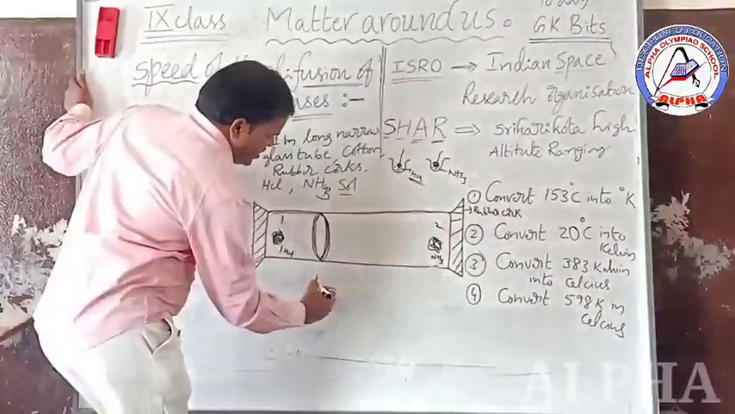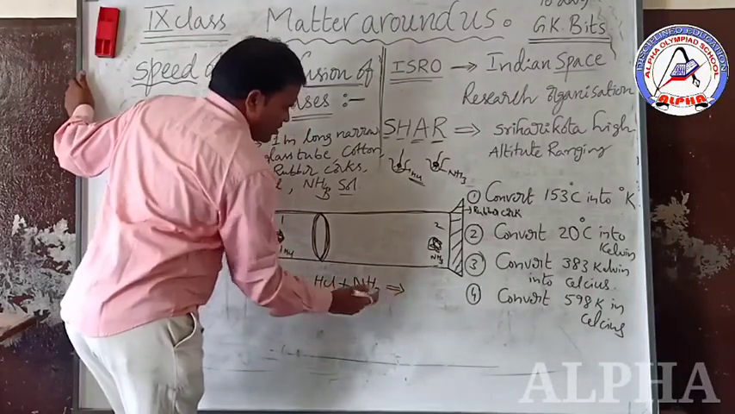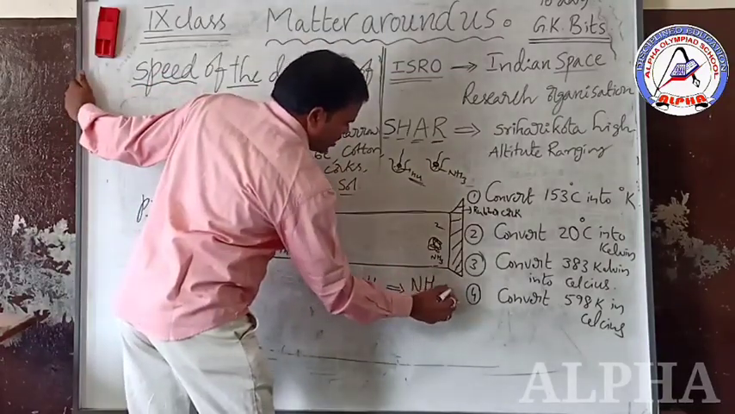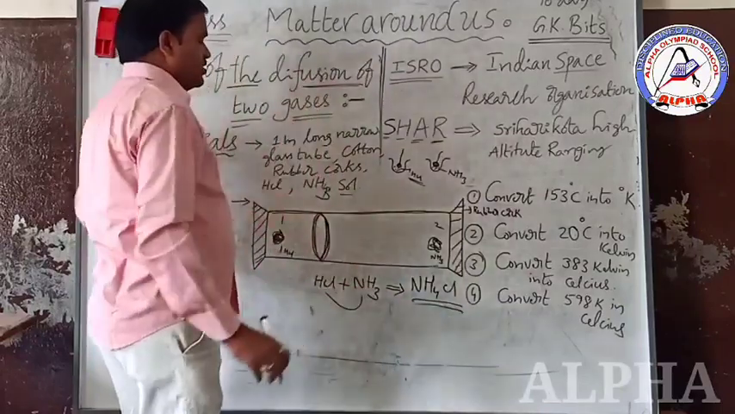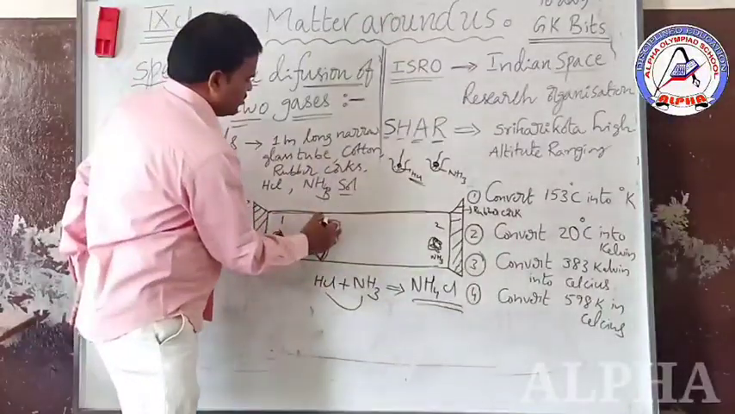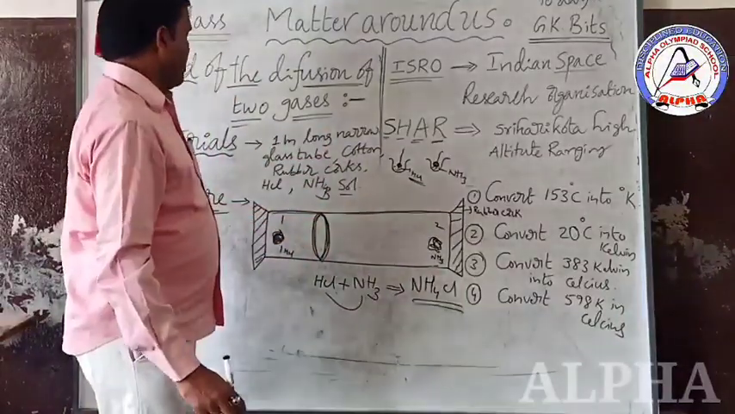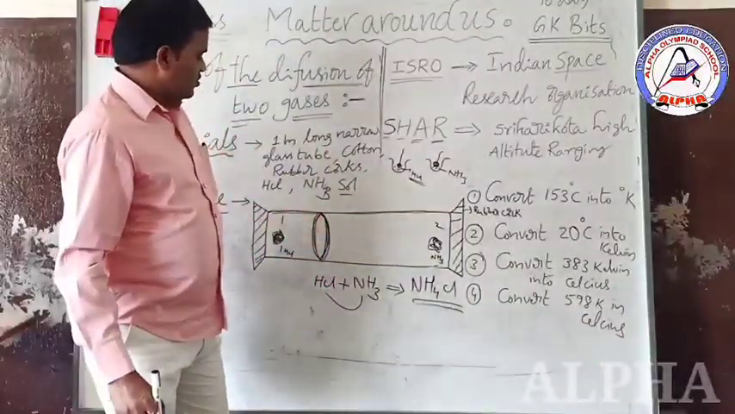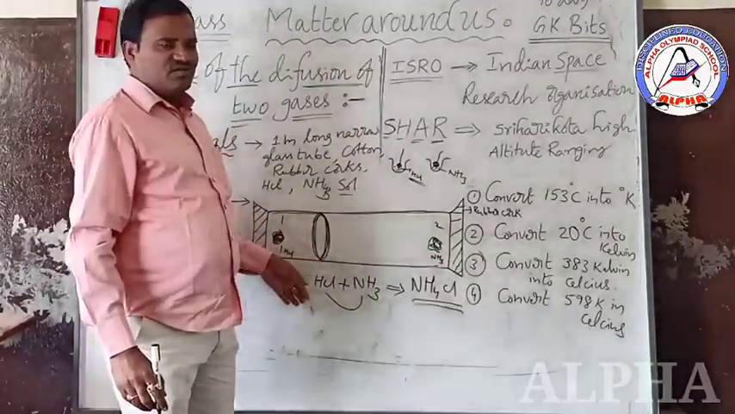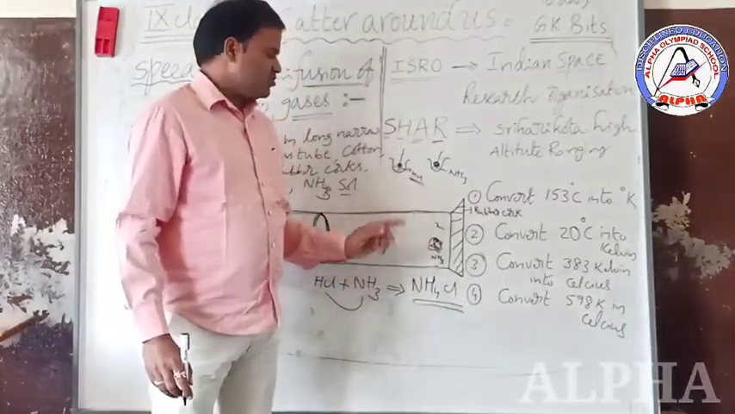Then HCl plus ammonia. These two are mixed with each other, and then they form ammonium chloride, NH4Cl. This ammonium chloride is formed in the form of a white ring. But observe, where is the ring formed? It is formed on the side of the HCl cotton plug. Why is it not formed on the side of the ammonia gas?